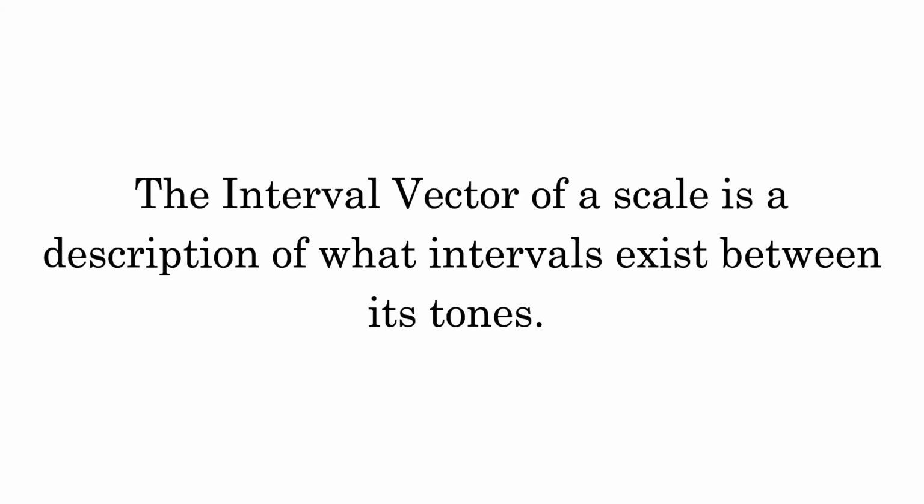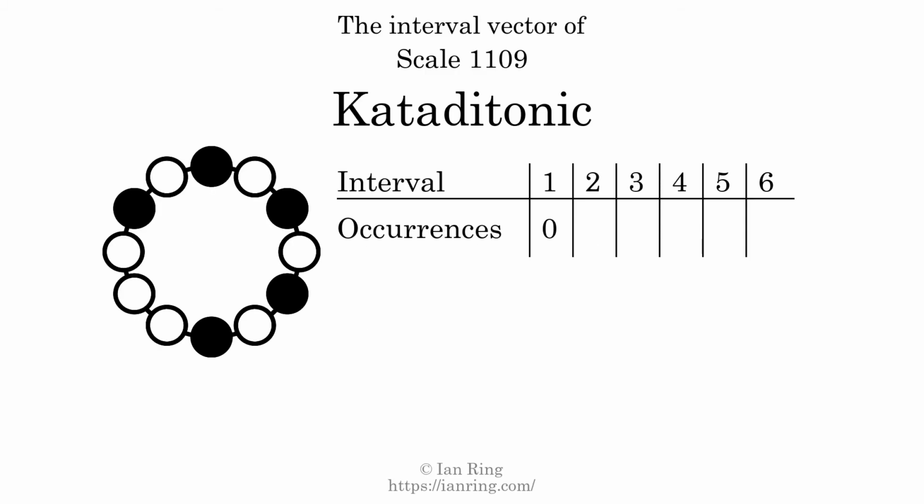The interval vector of a scale is a description of what intervals exist between its tones. There are no intervals with the size of one semitone. There are 4 intervals with the size of 2 semitones. They are here, here, here, and here. There are no intervals with the size of 3 semitones. There are 4 intervals with the size of 4 semitones. They are here, here, here, and here.